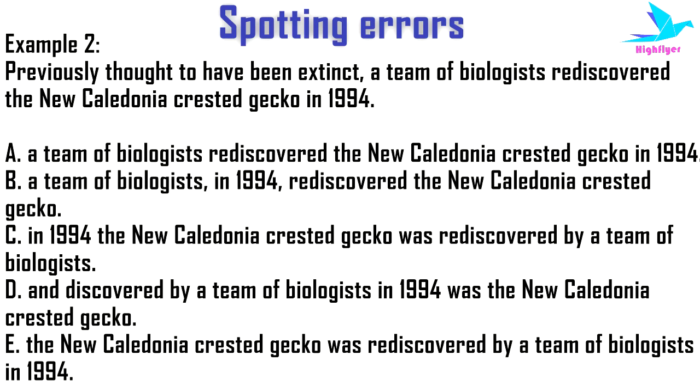Next example. "Previously thought to have been extinct, a team of biologists rediscovered the New Caledonia crested gecko in 1994." Now here we'll see the rule of modifiers. As in the rule we know that the modifier must be placed next to the subject it modifies. So after extinct, the next subject which will be placed will be New Caledonia. So the right option is option E. "Previously thought to have been extinct, the New Caledonia crested gecko was discovered by a team of biologists in 1994." Because here what was thought to have been extinct? The Caledonia crested gecko was thought to have been extinct. So the right option is option E.